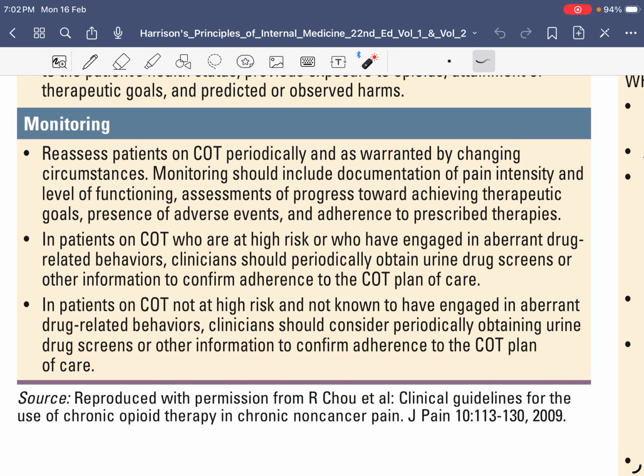Source: reproduced with permission from the clinical guideline for the use of chronic opioid therapy in chronic non-cancer pain.